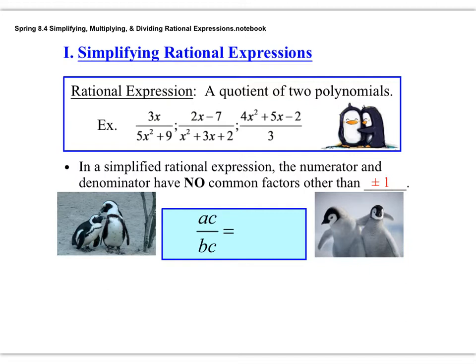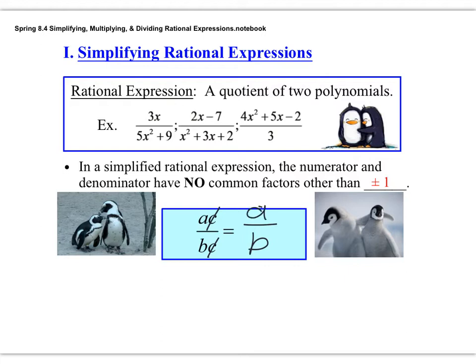So in a simplified rational expression, the numerator and denominator have no common factors other than plus or minus 1. So in other words, looking down here at an example, we have AC over BC. And this is the point where I would ask you guys, for this one, what could we cancel? So looking here, we have a C on top and a C on the bottom. So then we could simplify this to just A over B.